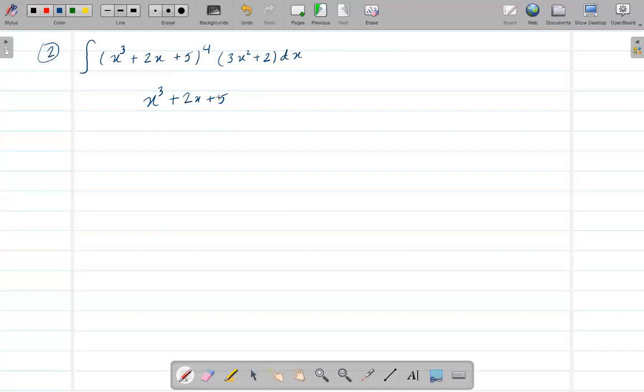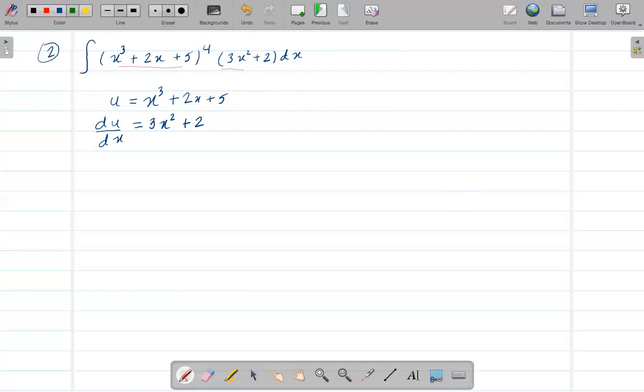So in this kind of case, again, we can use the substitution method. We can assume this whole thing is just u, and then take the derivative of this. That will give du over dx equals 3x squared plus 2. Now, assume this thing inside the parentheses is u.